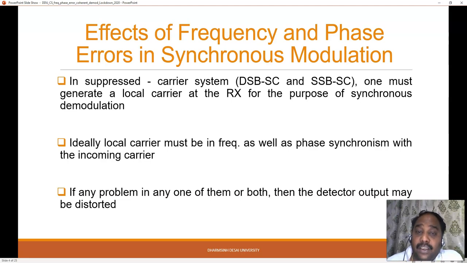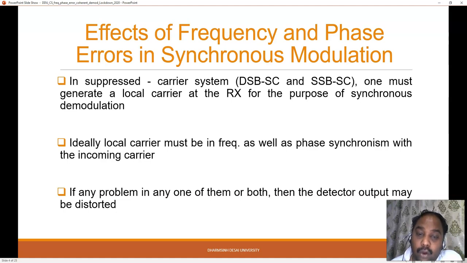Now, in any suppressed carrier system, whether it is DSB-SC or SSB-SC, if you are going for synchronous demodulation, you should generate a local carrier at the receiver end. Ideally, whenever we do the analysis, we assume that the local carrier has to be in frequency as well as phase synchronization with the incoming carrier. But in real life, it may not happen.